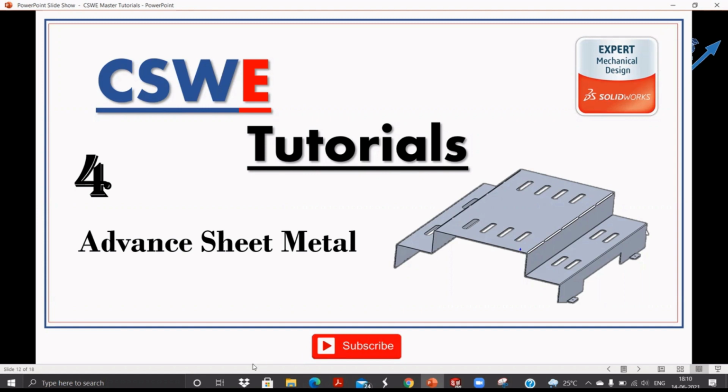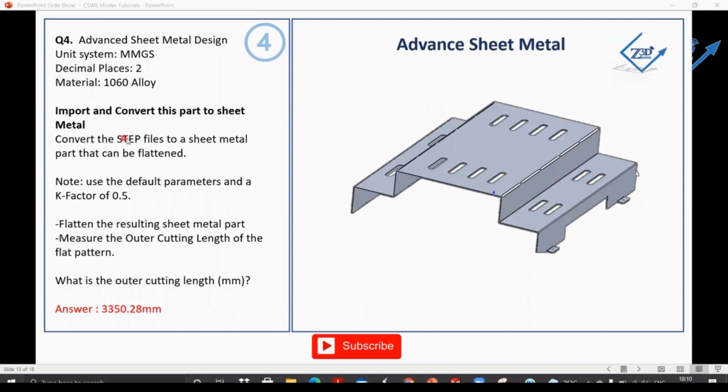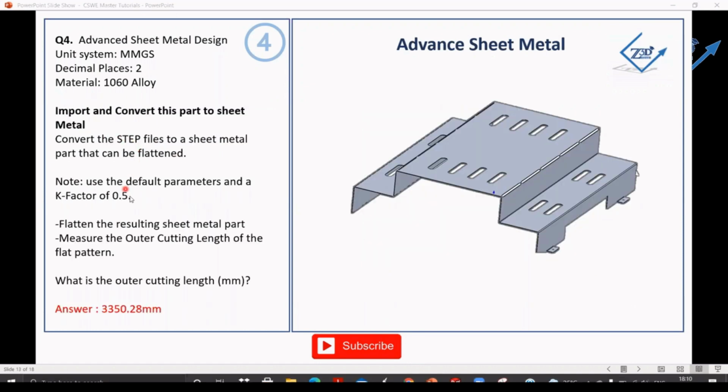Now moving to question 4, we have to do the advanced sheet metal. Here the unit is MMGS, material is 1060 alloy. We have to import and convert this part to sheet metal. We have to provide the STEP file to the sheet metal part so that it can be flattened. K factor is 0.5. We have to flatten the resulting sheet metal part, and measure the outer cutting length of the flattened part pattern. What is the outer cutting length we have to measure?